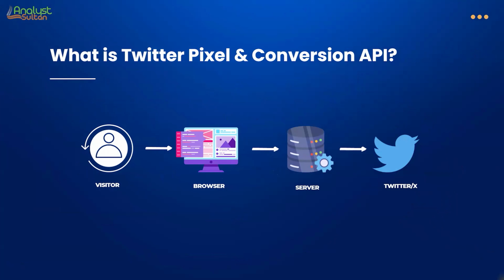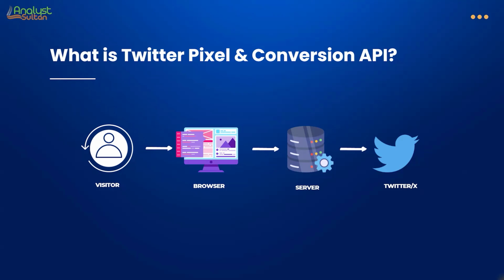Before we jump into the setup, let's quickly go over what Twitter Pixel and Conversion API are. Twitter Pixel is a small piece of code placed on your website to track user actions like page views, clicks, purchases, add to cart, and other conversions. Twitter Conversion API is a server-side tool that helps send conversion data directly to Twitter, bypassing any issues caused by ad blockers and privacy settings. It ensures you don't lose valuable data.